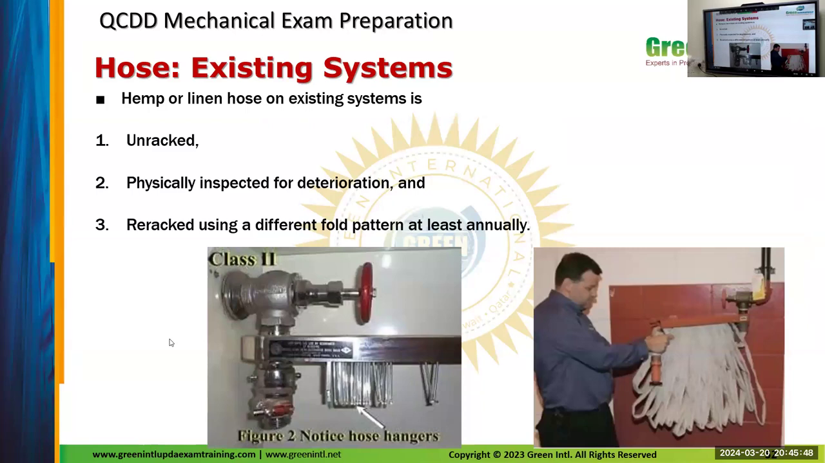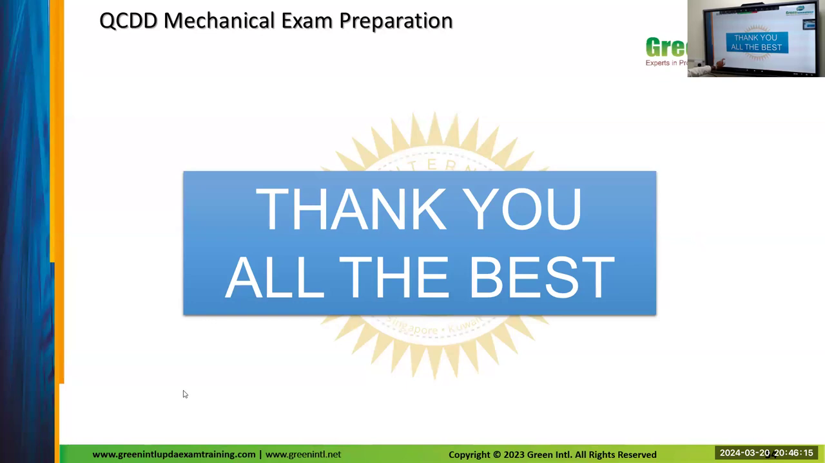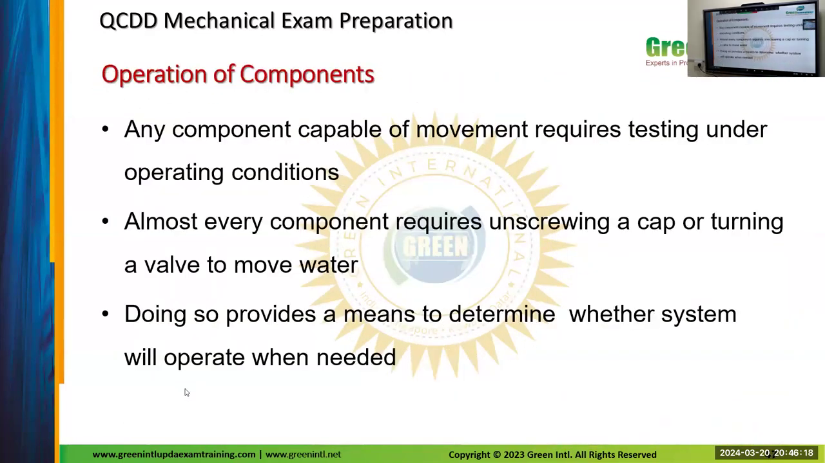For existing hose systems, we will check whether it is cracking or not, and whether there is any damage or not. This is for visual inspection. For existing hose systems, we will also check the water for any leakage. The employer shall assure that defective hoses are replaced in accordance with the section. The employer shall designate a trained person to conduct an inspection required under this section. So this is not much important. This is all about standpipe systems.